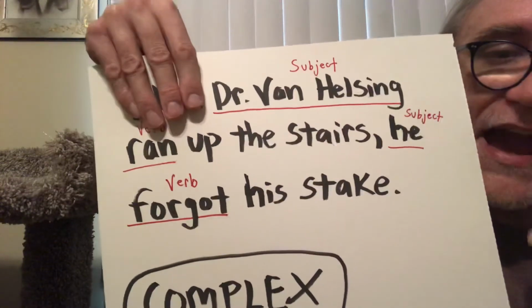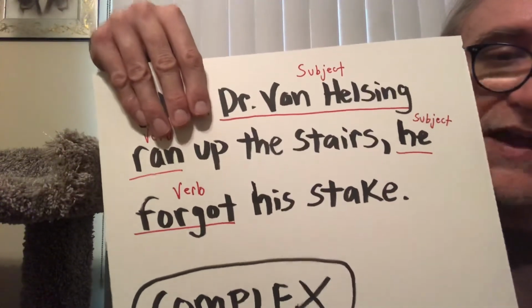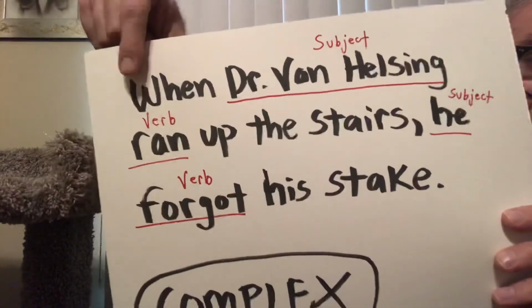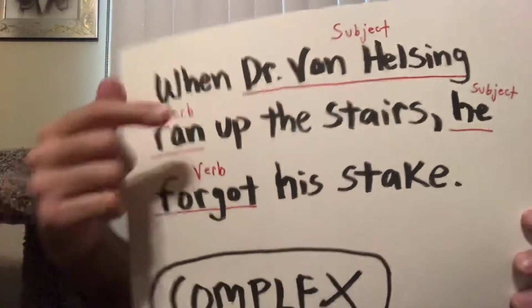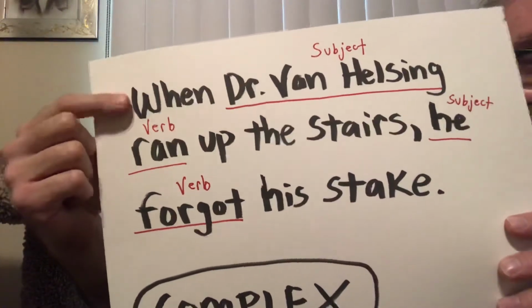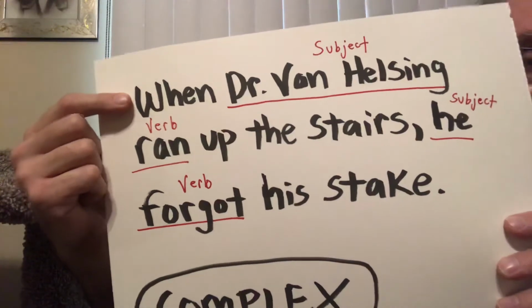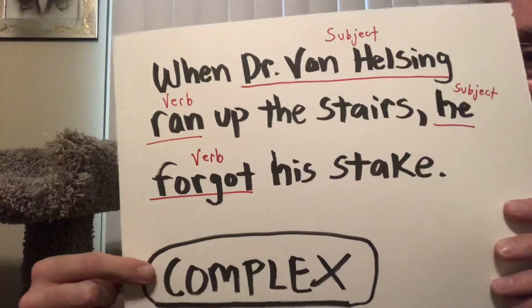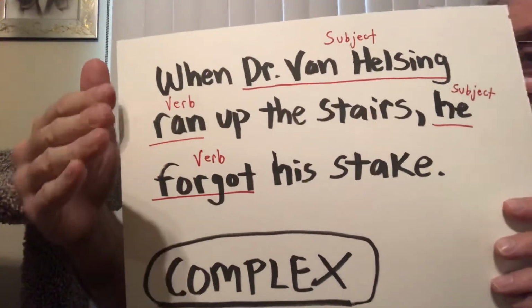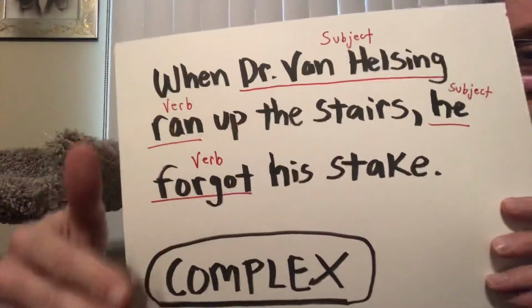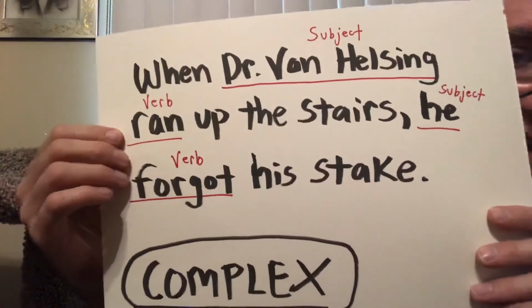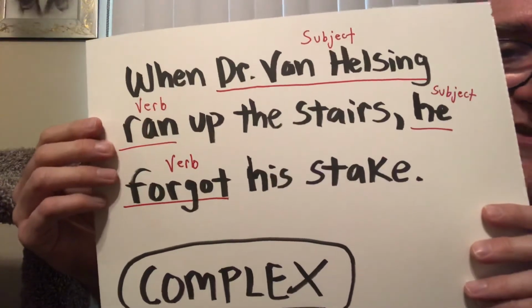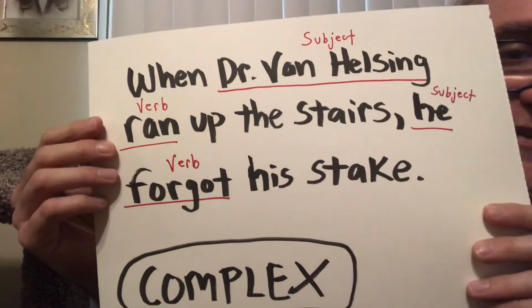However, if I add a dependent word, what's known as a subordinating conjunction, to the beginning of this sentence, then it's correct, because this now becomes a dependent clause. Okay, so this is now the example of the dependent clause, and that is basically what a complex sentence is. It's a dependent clause that is attached to an independent clause, right? So this says, when Dr. Van Helsing ran up the stairs, he forgot his steak.